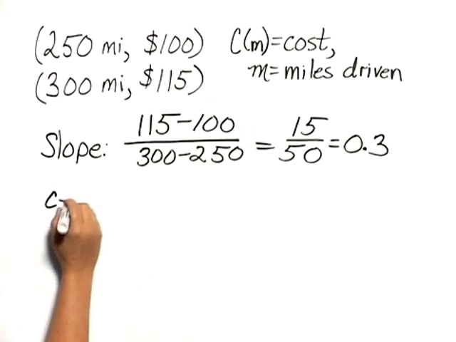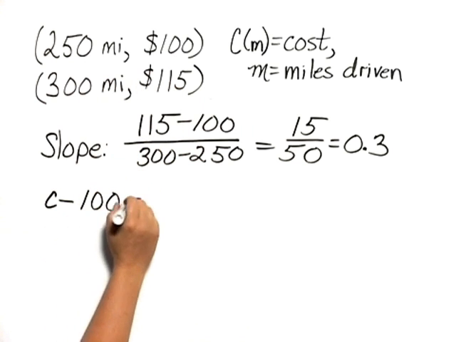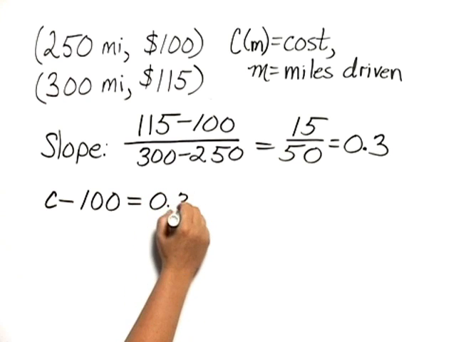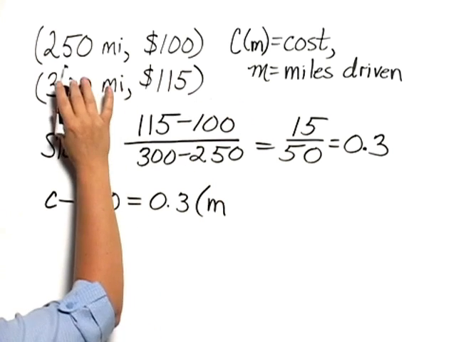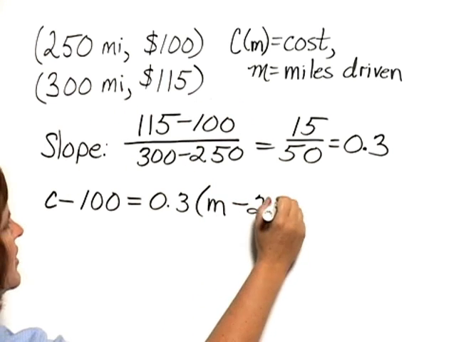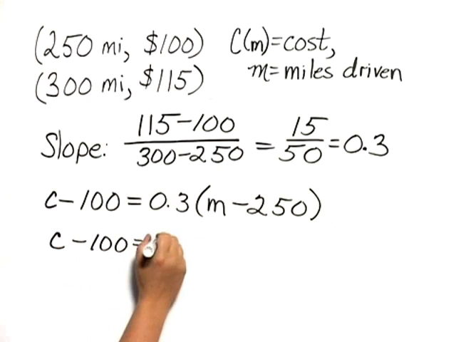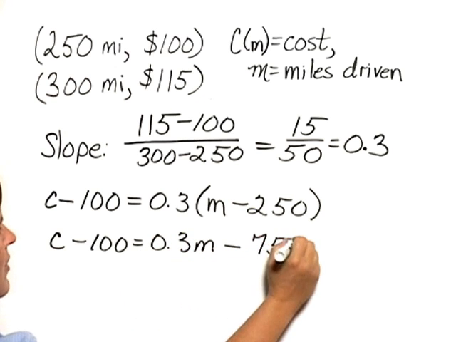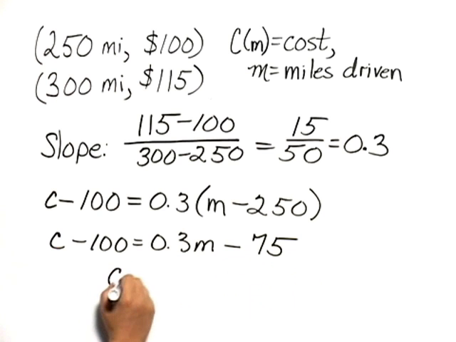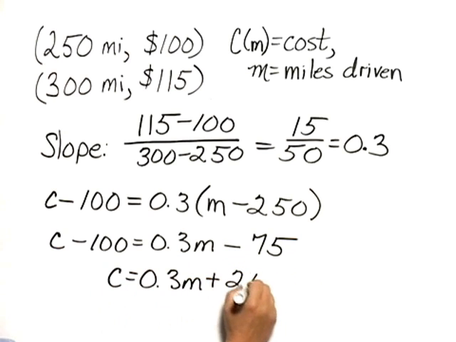We have C minus, we'll use the first point, C minus 100 equals the slope, 0.3 times M, which would be the first coordinate here, minus 250. We have C minus 100 equals 0.3M minus 0.3 times 250, which would be 75. And then adding 100 to both sides, we have C equals 0.3M plus 25.